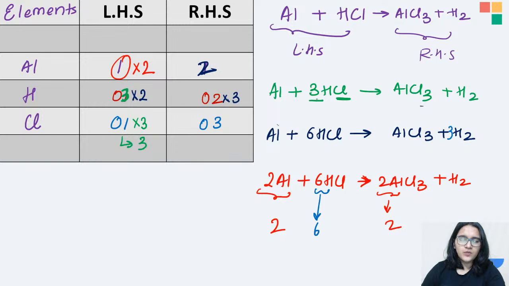So Al is 1, 3 HCl. So I have 3H over here and I have 2H over here, right? So if I have to make this 3 into 6, I will multiply this by 2 and I will get 6 HCl. If I want to make this 2 into 6, I'll have to multiply this by 3. So 3 2s are 6, right? Yes, all of you?